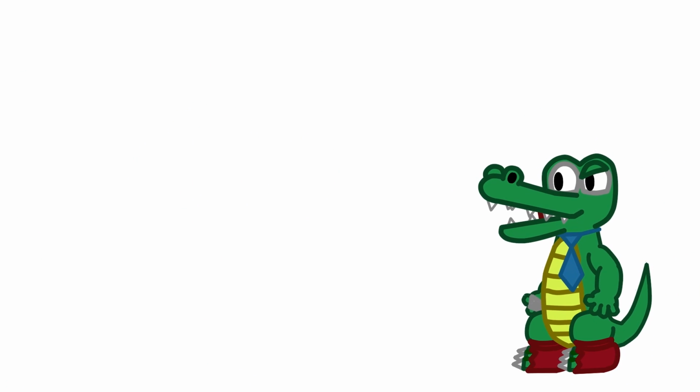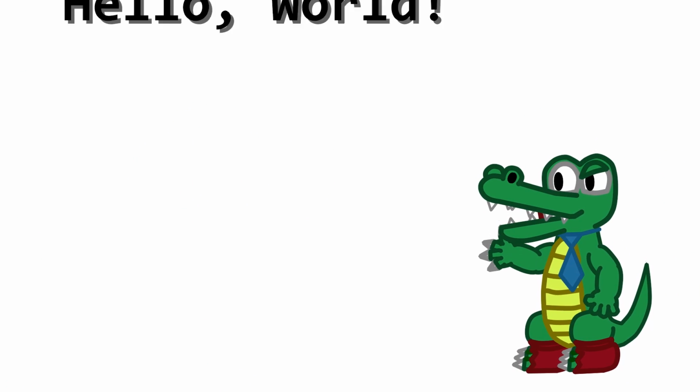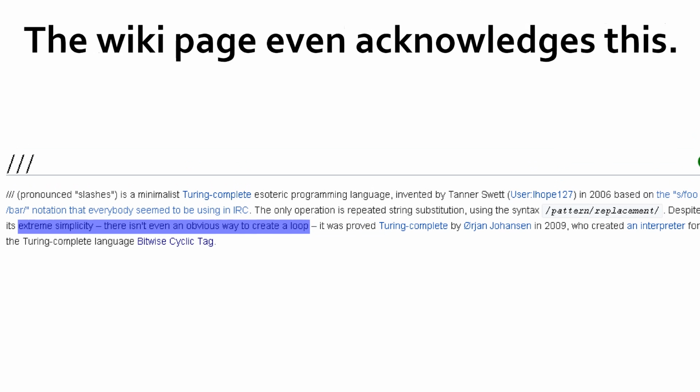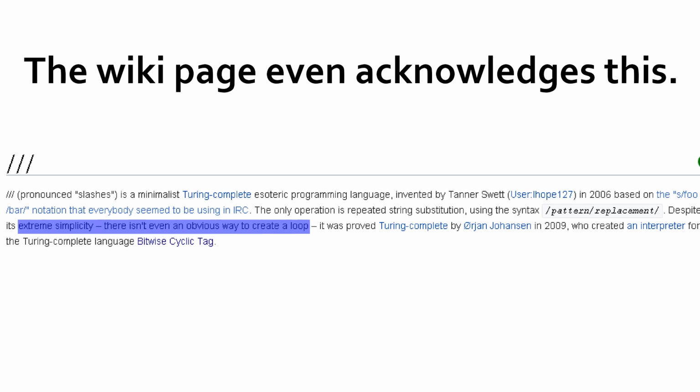By the way, the simplest Hello World program in slashes is this, which is still longer than the one in HQ9+. Now, because this language is so simple, it's pretty difficult to actually do anything with it, especially looping, so the programs I will be writing will be quite simple as well.